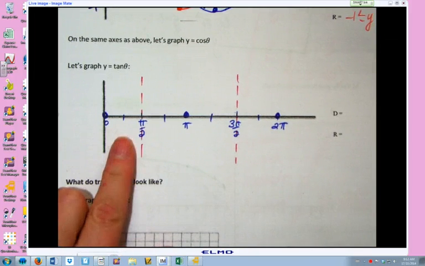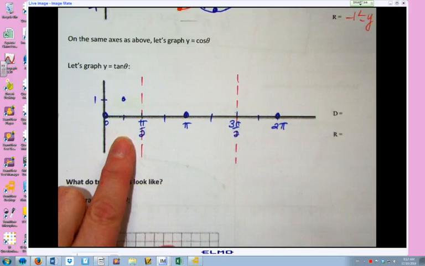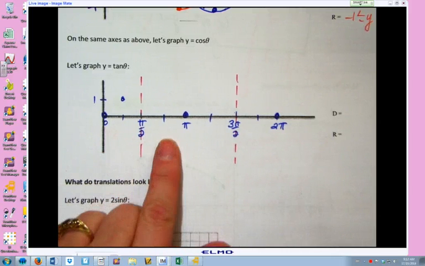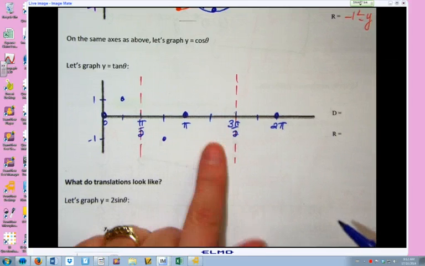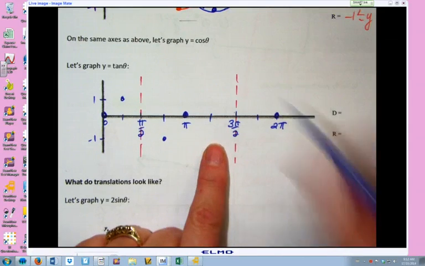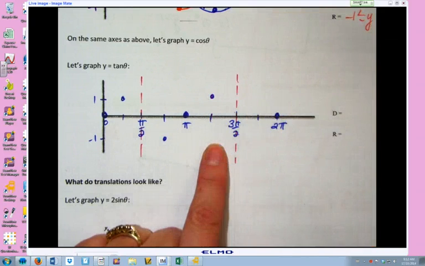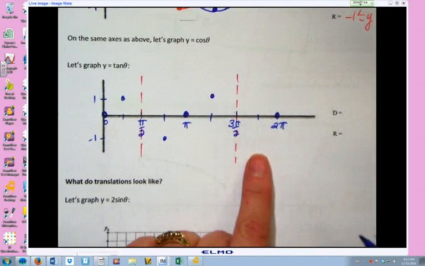Okay, so tan of pi on 4, 1. In quadrant 2, so 3 pi on 4, -1. Quadrant 3, so 5 pi on 4, +1. And in quadrant 4, so 7 pi on 4, -1.